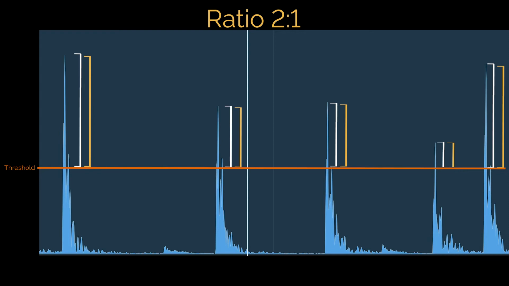A ratio of 2:1 indicates that a signal exceeding the threshold by 2 decibels will be attenuated down to 1 decibel above the threshold, or that a signal exceeding the threshold by 8 decibels will be attenuated down to 4 decibels above it. A ratio of 4:1 indicates that a signal exceeding the threshold by 4 decibels will be attenuated down to 1 decibel above the threshold, or that a signal exceeding the threshold by 12 decibels will be attenuated down to 3 decibels above it, etc., etc.